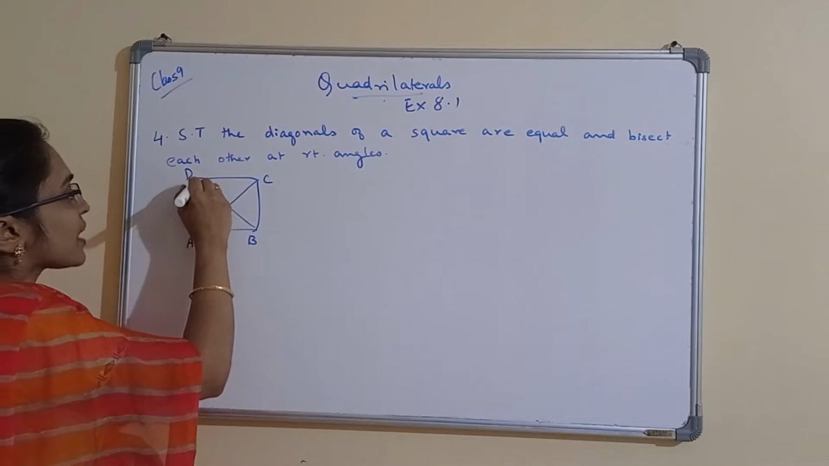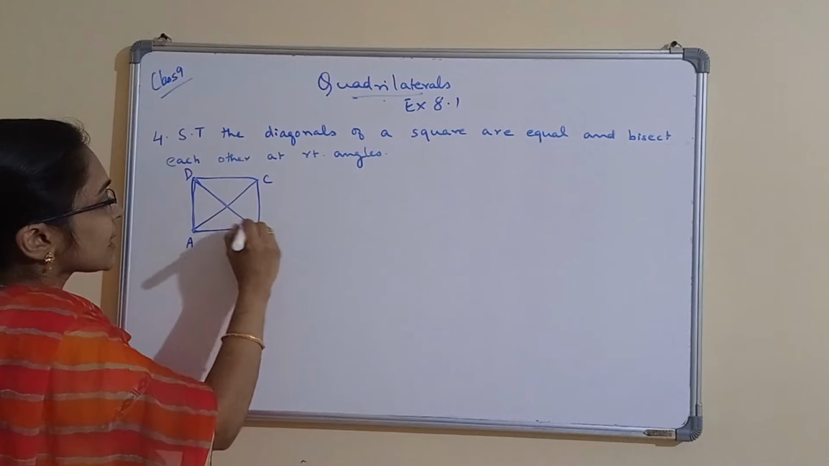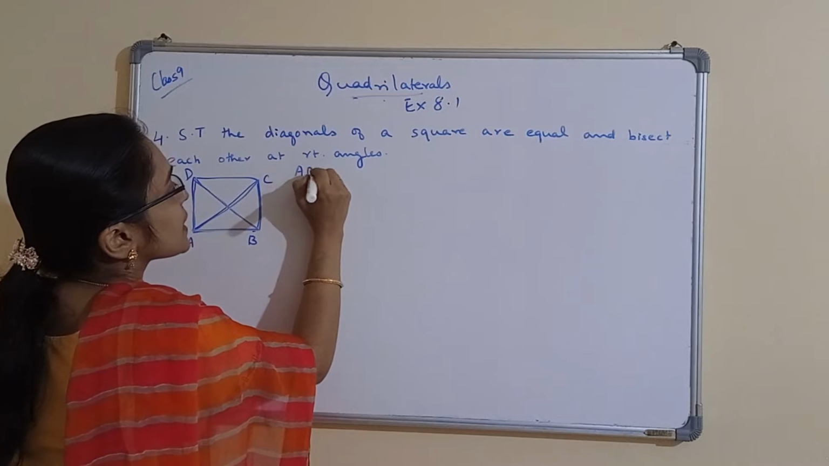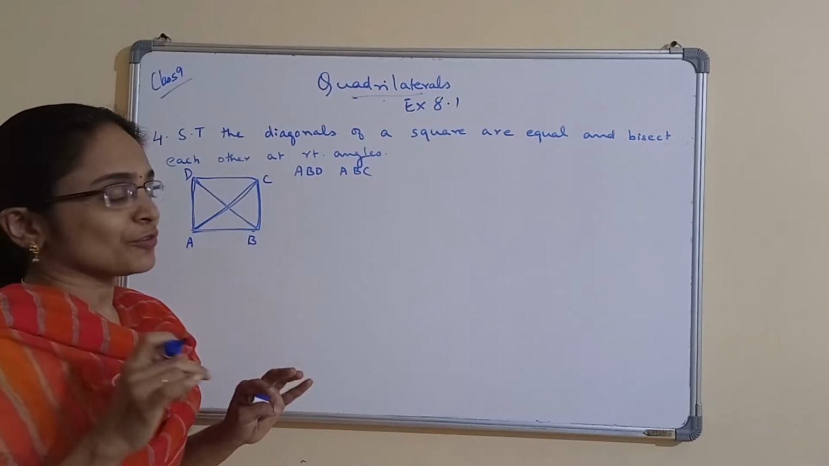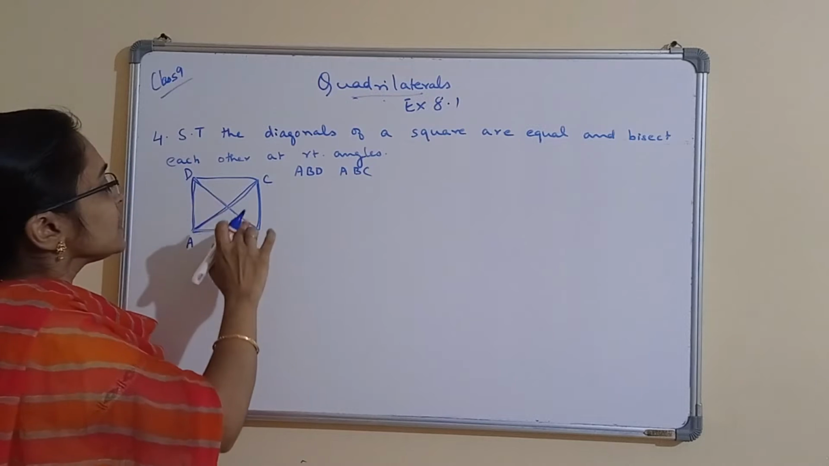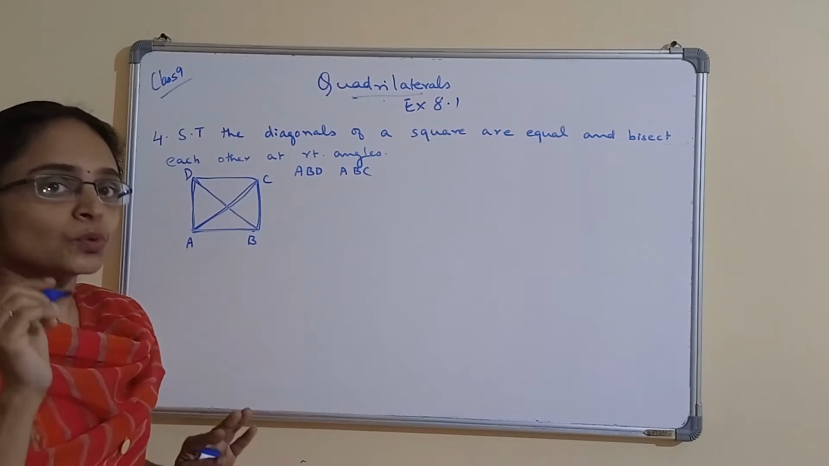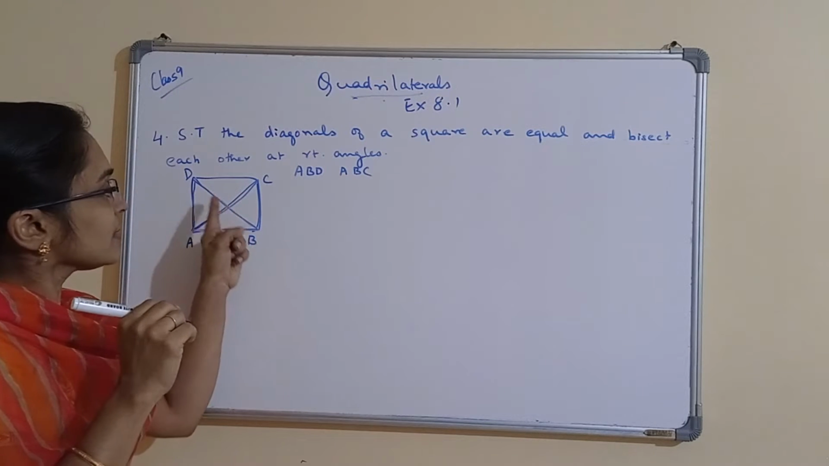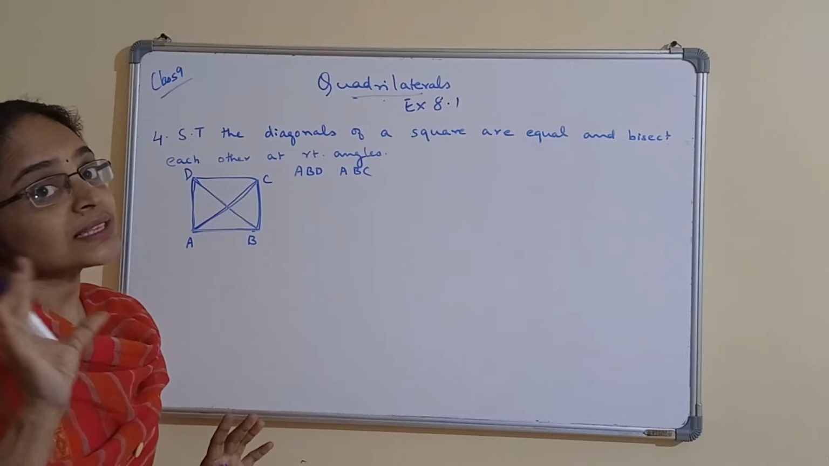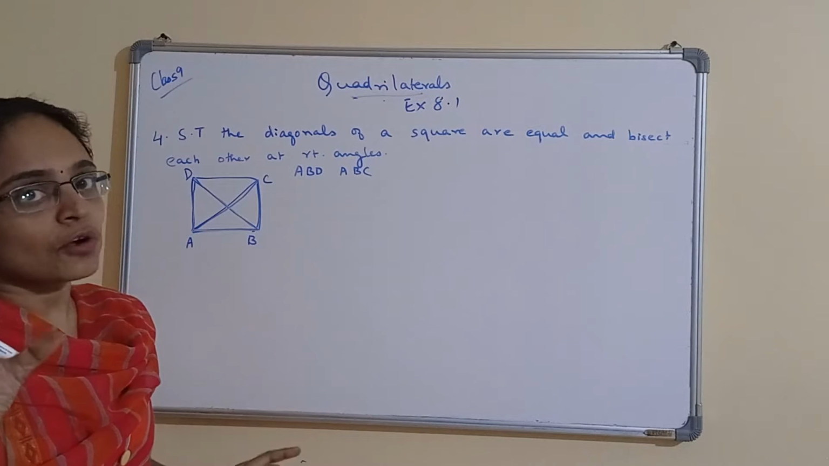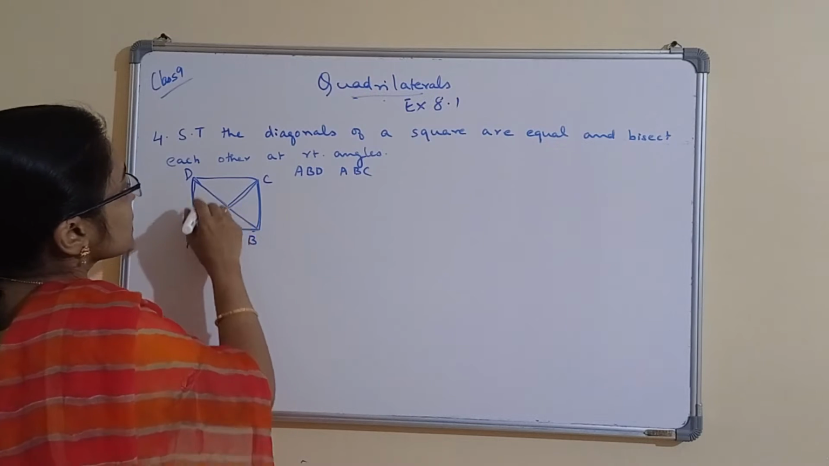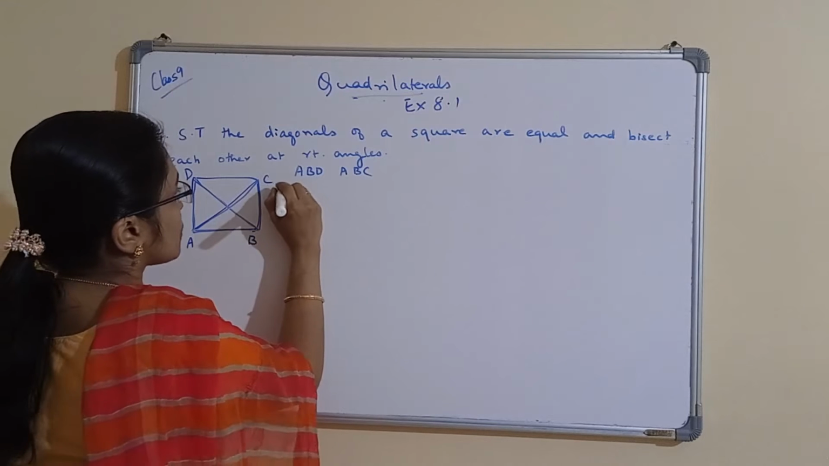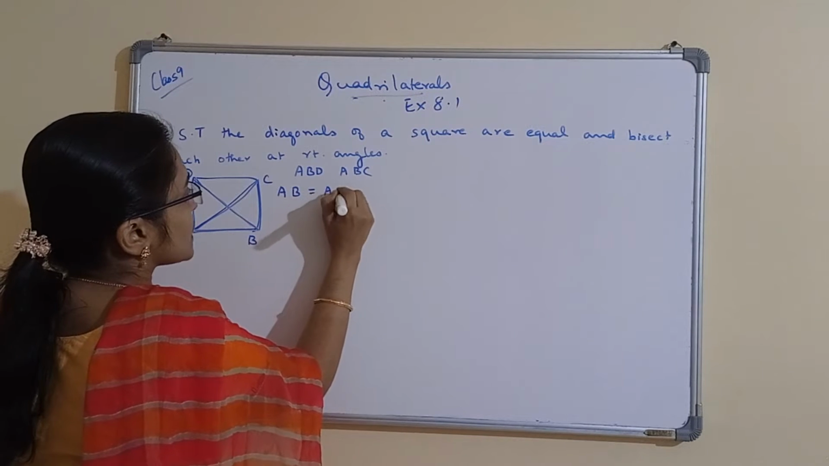We have to first prove that the diagonals are equal. So for that, take these triangles ABD and ABC. You can note this down if you want. We have to prove that they are congruent. If we prove that they are congruent, we can say that these two sides are also equal by the CPCT rule, that is corresponding parts of congruent triangles rule. Here AB is common to these two triangles. So AB equal to AB, common side.